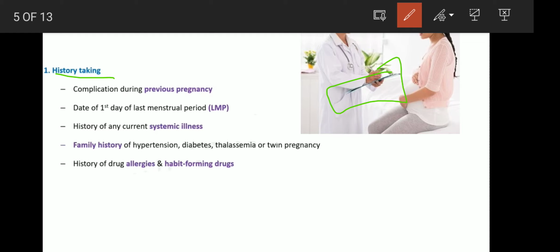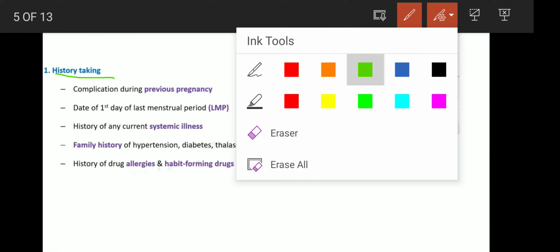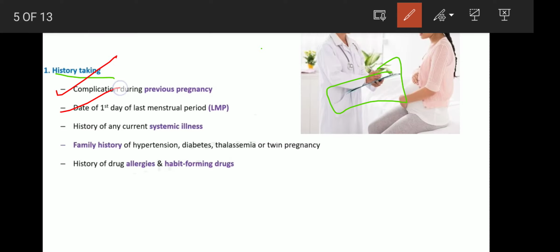So we always have to make sure that we identify whether any complications were present during her previous pregnancy. Next, we have to record the date of the first day of the last menstrual period. Why do we record the date of the first day of the last menstrual period? So that we can calculate the expected delivery date of the mother. Okay, so the pregnancy complications, now EDD.